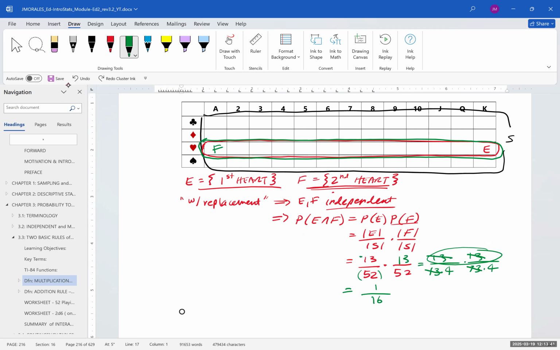That shouldn't have moved. There we go. And 1 out of 16 comes out to 0.0625, or the probability of E intersect F, getting two hearts in a row with replacement, is going to be 6.25%.